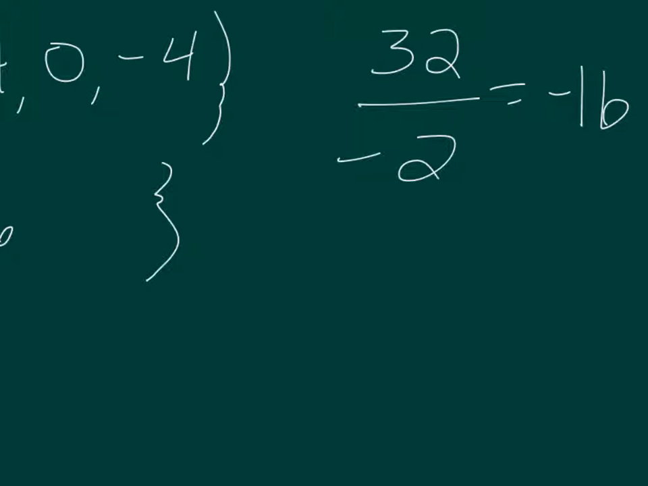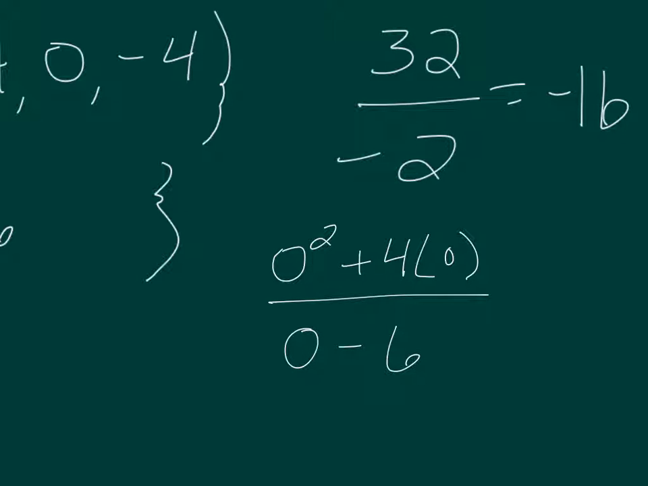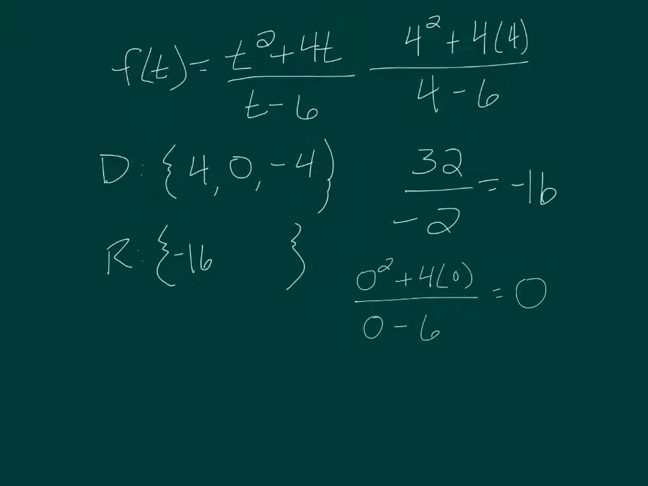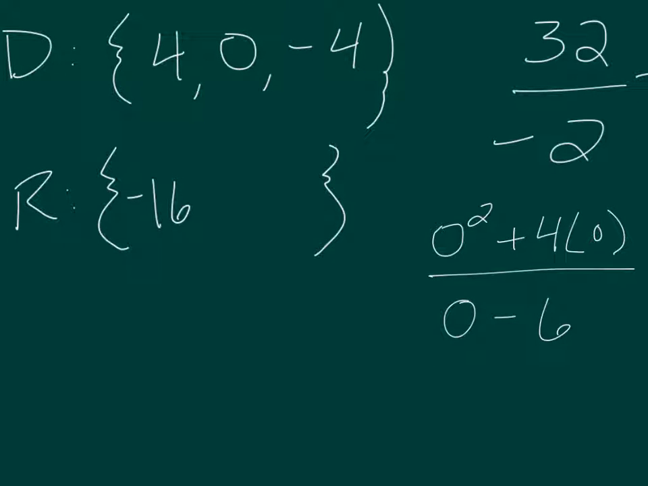Our next x value we'll put in is 0. 0 squared plus 4 times 0 over 0 minus 6. Now if I think about this, 0 squared is 0, 4 times 0 is 0, and 0 divided by anything is going to be 0. So I go back to my range, and I put 0 in for my range.